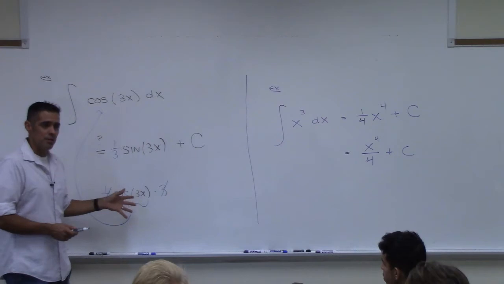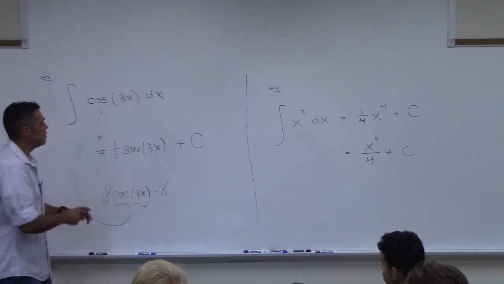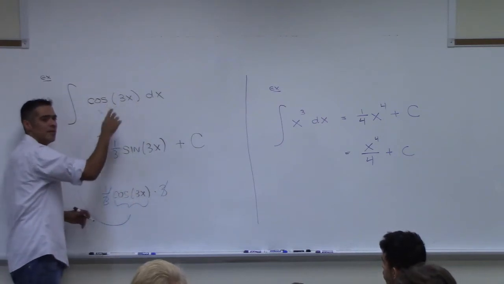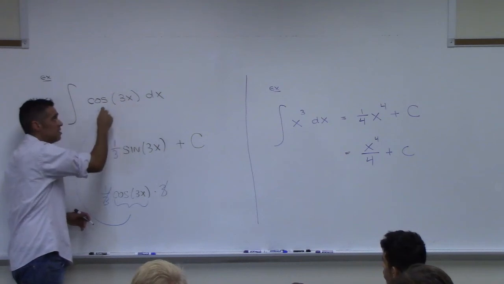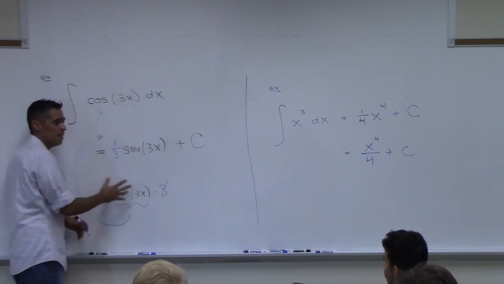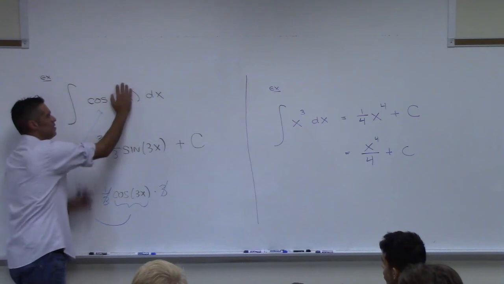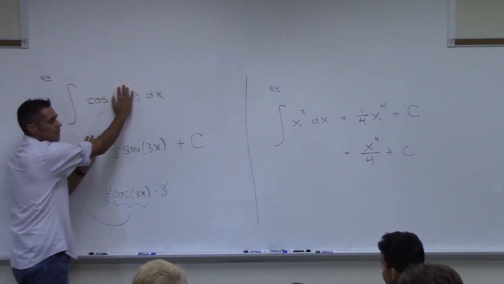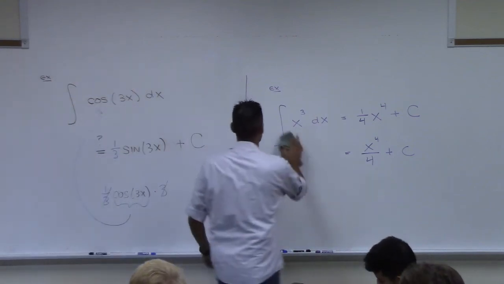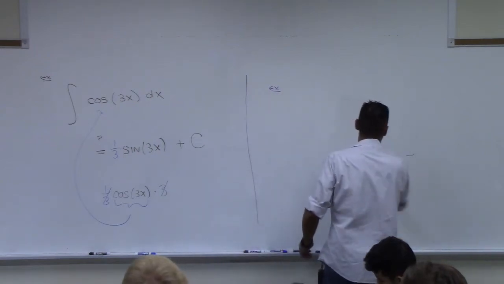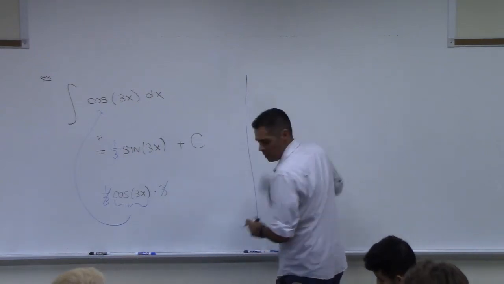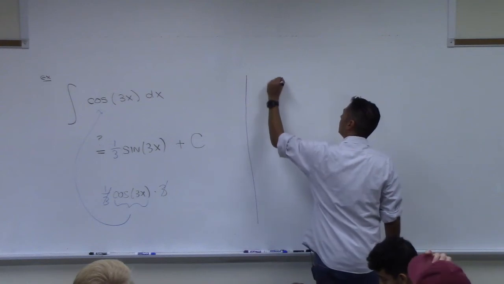Okay, this is not the way we're going to do it, but I want you to see that there's more involved when this is not your basic cosine x. It's cosine of something else. There's more involved than just the antiderivative of cosine and sine, all right? So here's what we're going to do in order to handle this. We're going to introduce this new technique called U substitution.